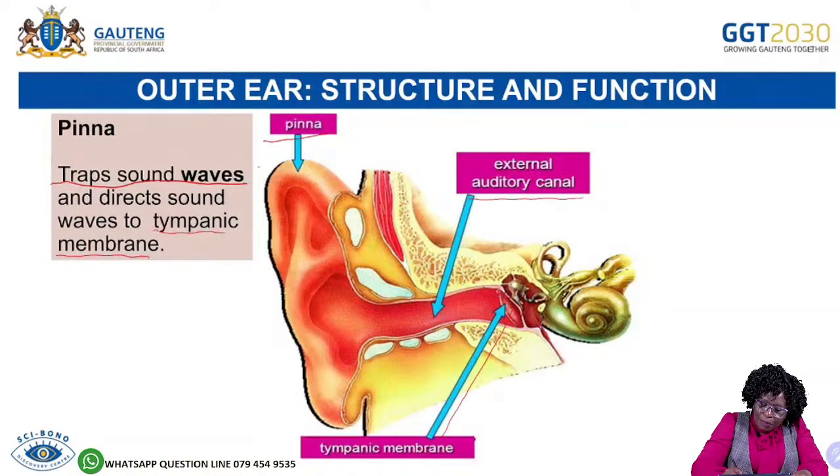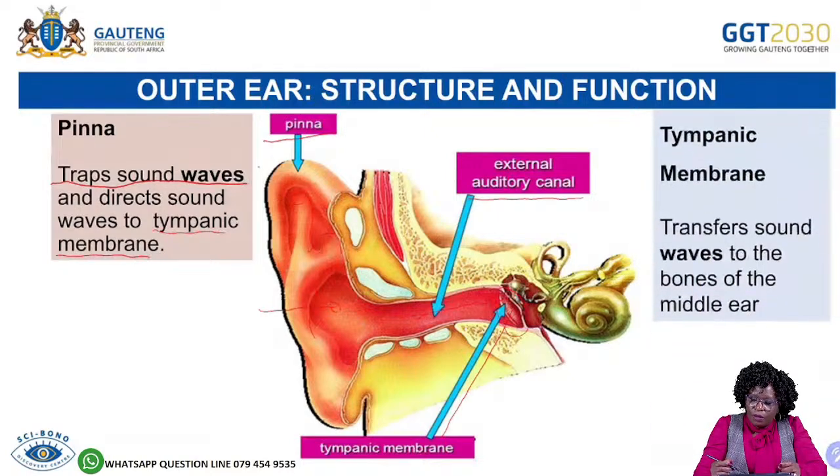To the tympanic membrane. You see, here's our tympanic membrane. So in other words, when the sound waves are trapped, you can see that this pinna has got grooves as well. So as it traps the sound wave, now the sound wave is going to take its journey. There is sound wave moving where to? To the tympanic membrane. Tympanic membrane now, what does it do?